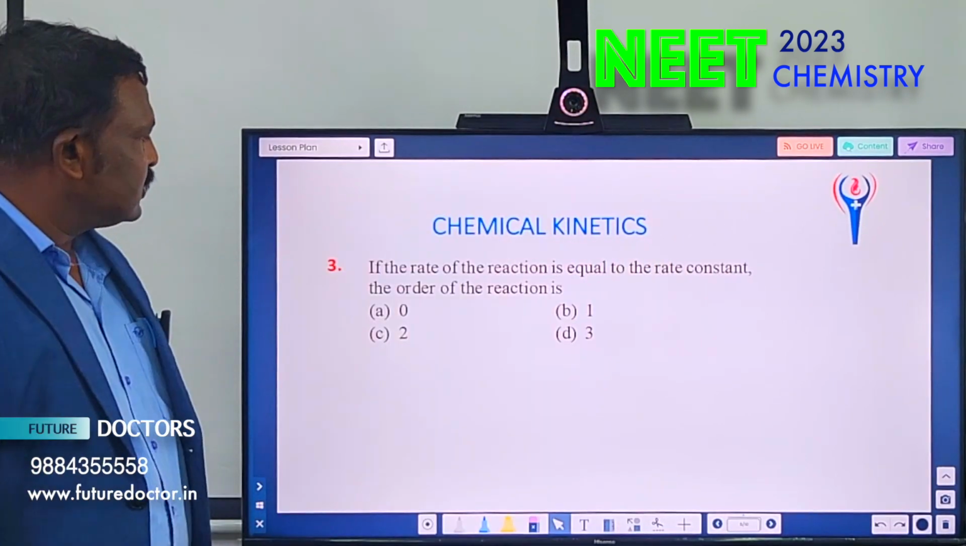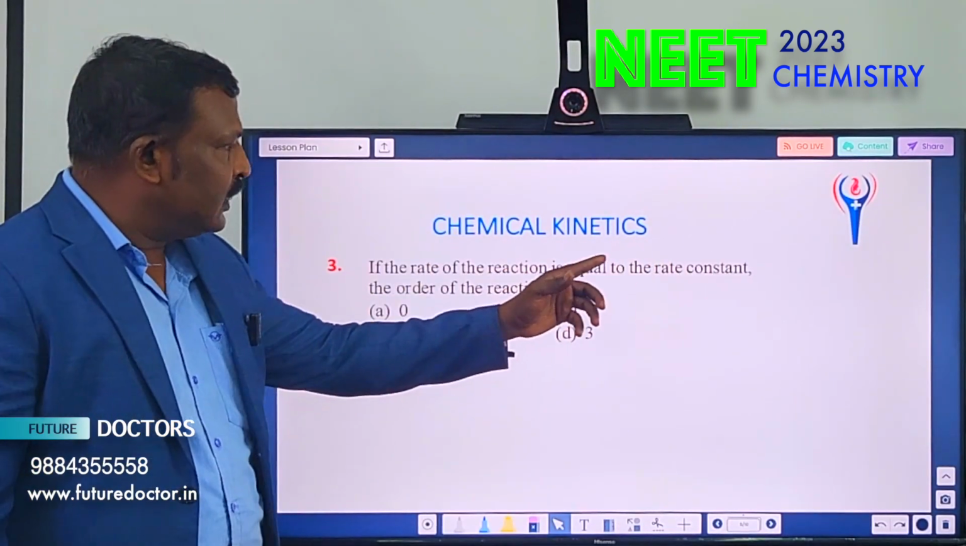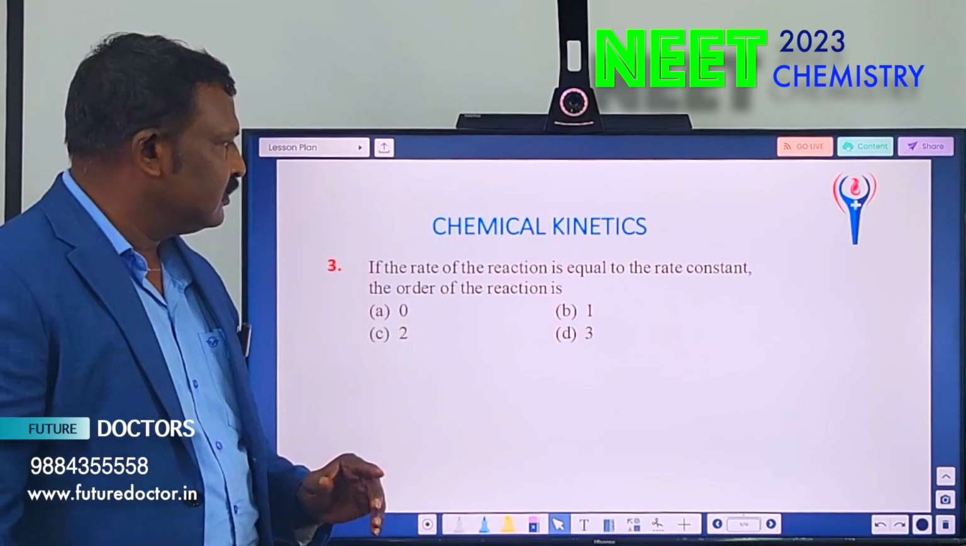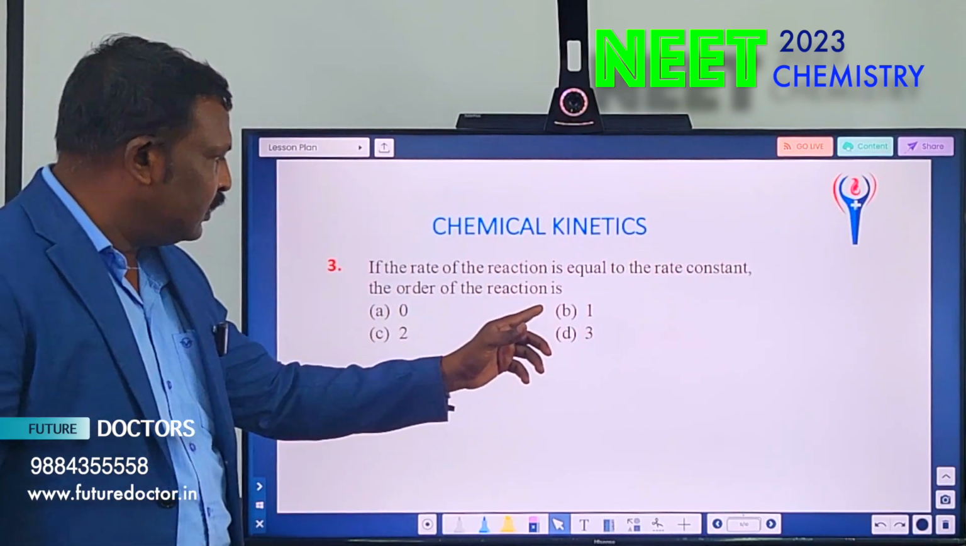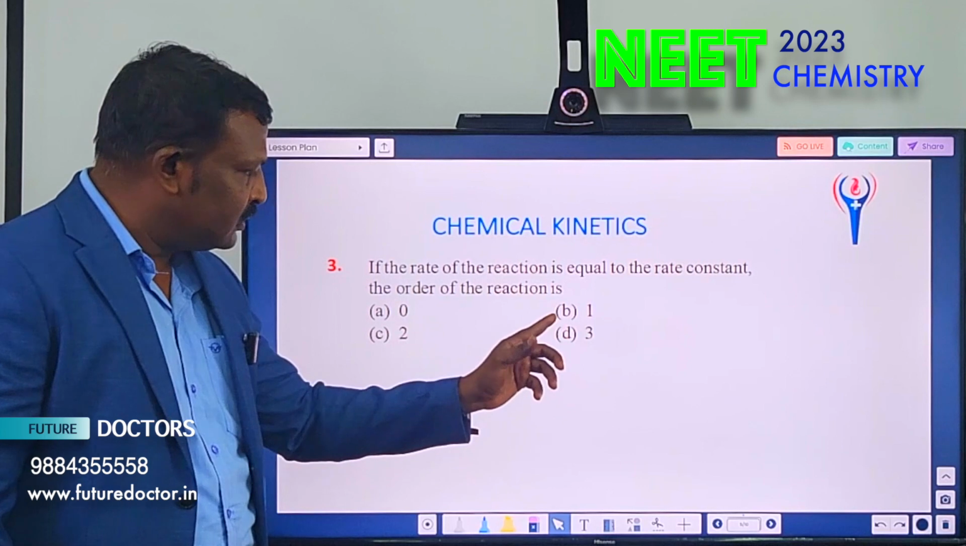Next one. See the third question. If the rate of the reaction is equal to the rate constant, the order of the reaction is dash. Option A 0, option B 1, option C 2, option D 3.